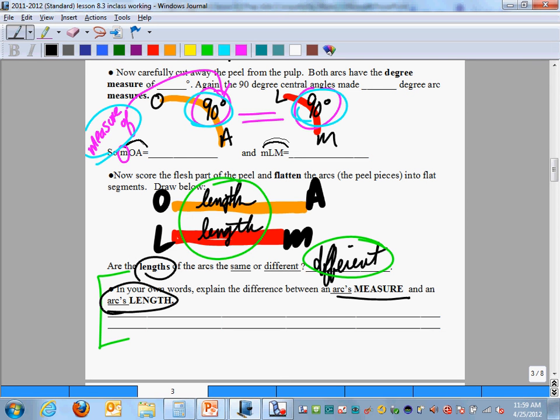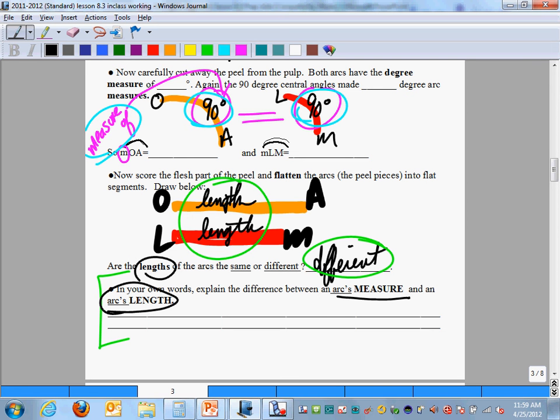Measure is the degree of the arc. Length is how long the arc is. So measure has to do with degrees, and length has to do with how long the arc is. Okay. More clarification. Give me another one. Length is a concept that can be flattened. That's important. That means we can use things like centimeters, meters, and inches for arc length.